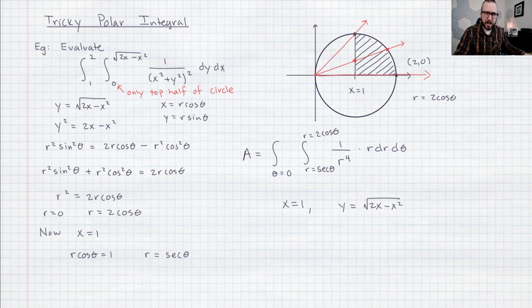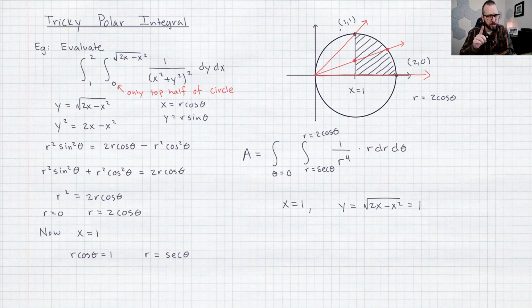To figure out the xy coordinates of this point, I need to plug x into this equation. If you plug it in, it's the square root of 2 times 1 minus 1 squared, so y is equal to 1 there. That means this point at the top of the circle is x equals 1, y equals 1, and I just need to figure out the theta that corresponds to that. I think it's pretty obvious that theta is pi over 4, 45 degrees, right where that 1, 1 happens.